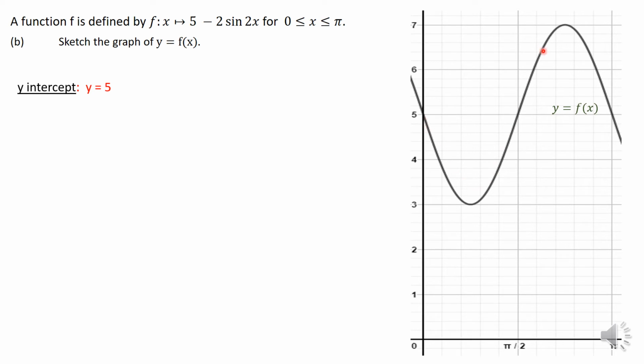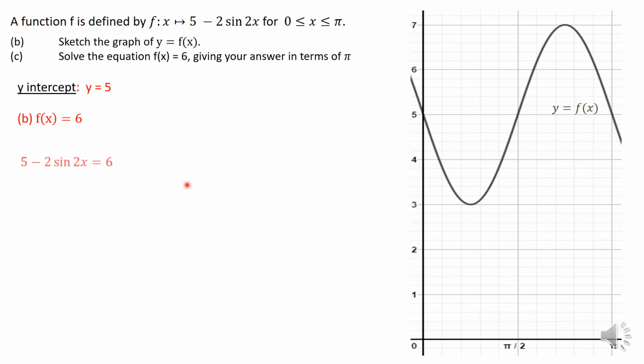It should be a complete picture between this interval here. Then you were supposed to solve the equation when f of x is equal to 6. So you take the function, let it equal to 6. So try to make sine 2x the subject of the formula, so to speak. Move everything over, so I get negative a half. But that is 2x, so it's always better maybe to write it as a k.